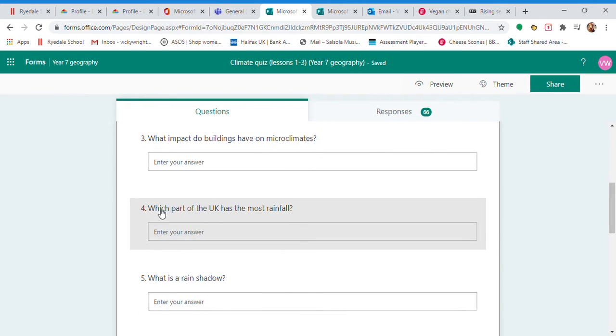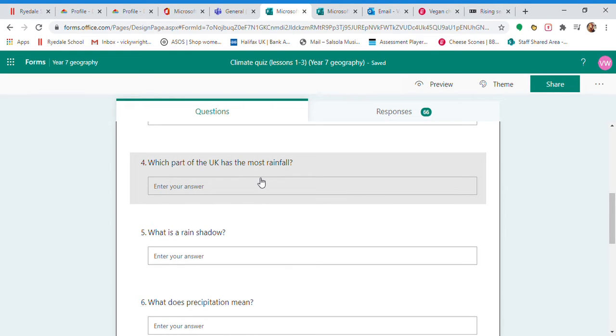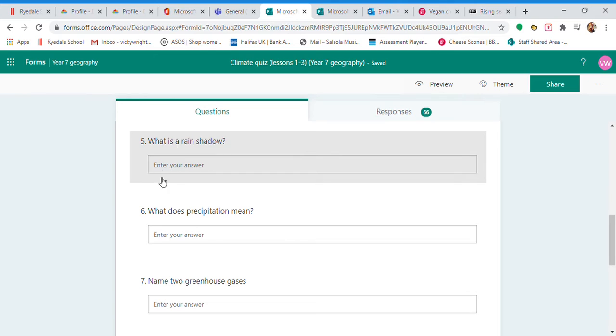Okay, so which part of the UK has the most rainfall? That is the northwest. A rain shadow is a little bit tricky, but if you've managed to put in the fact that the mountains running down the middle of the country, so things like the Pennines, push storms that come from the west upwards, cause them to condense and rain, and then when you get to the east side there's no rain left in those clouds, so it's drier.